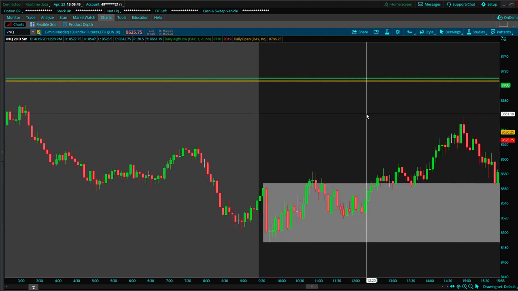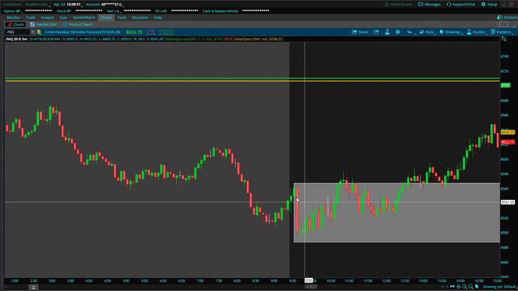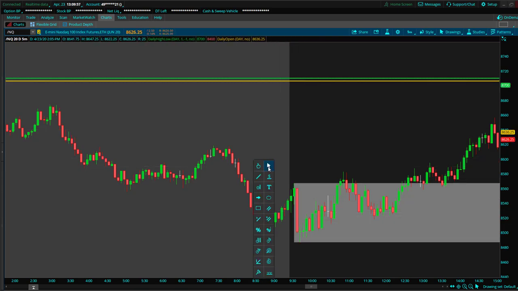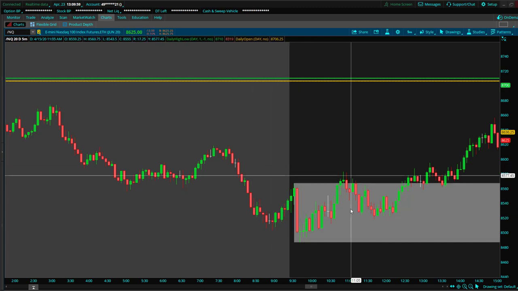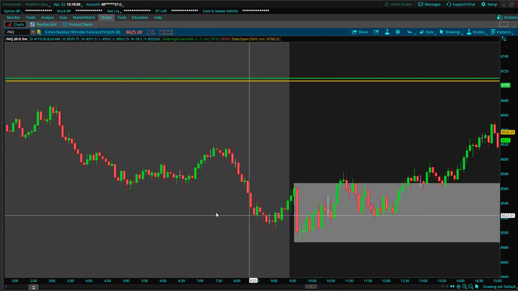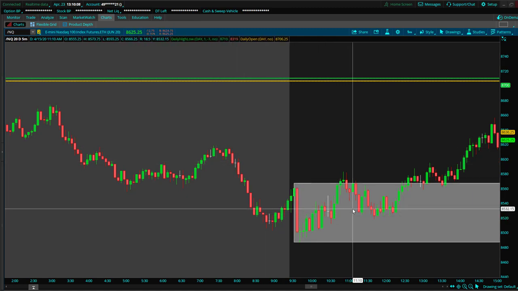So, gap resolution. Is this market going to close that gap before we get an open range? If not, and we get an open range first, the gap has been resolved. We're done. We'll start focusing on the next time zone, which would be the open range.